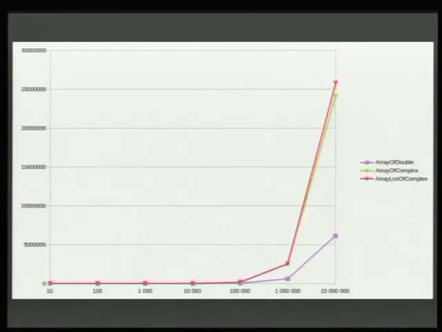What I did, thanks, was run this benchmark with 10 complex numbers, 100, 1,000, 10,000. It already shows that there's a huge difference, but it goes like this, 1,000, 100,000, 1,000,000, 10 million. You see that the array of complex and the array list of complex behave almost the same. There's a small difference. But the array of doubles, that's a huge difference. Why?